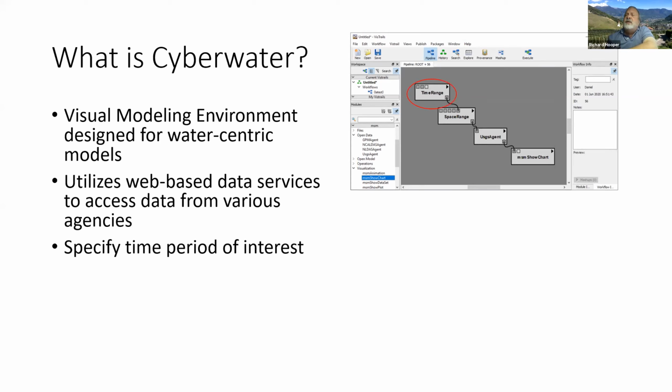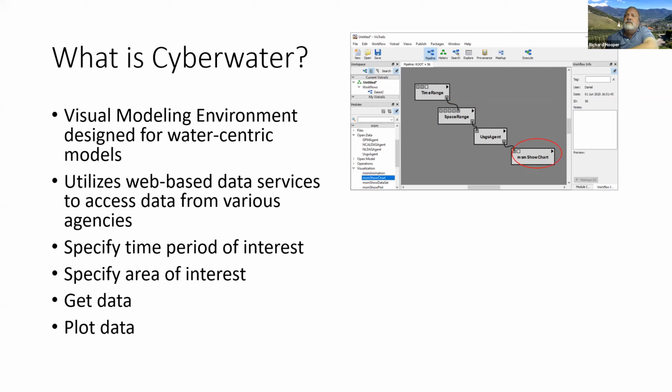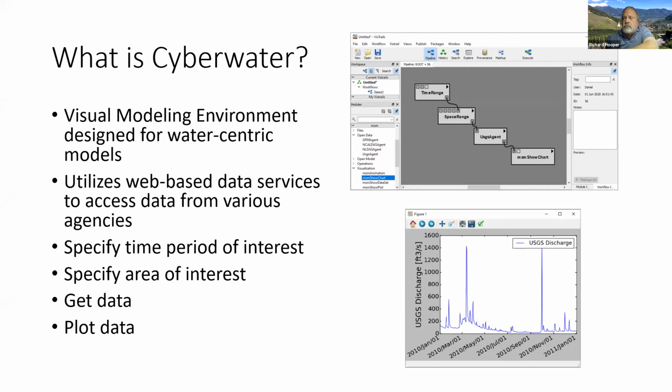All you need to do is basically specify a time period of interest, specify a spatial range of interest. You can then grab data and then visualize the data, in this case, a simple plot. Something like this. So here's a way which you can do this without any programming. You don't need to know how to use a REST web service, and you can get access to the data and begin to do something with it.